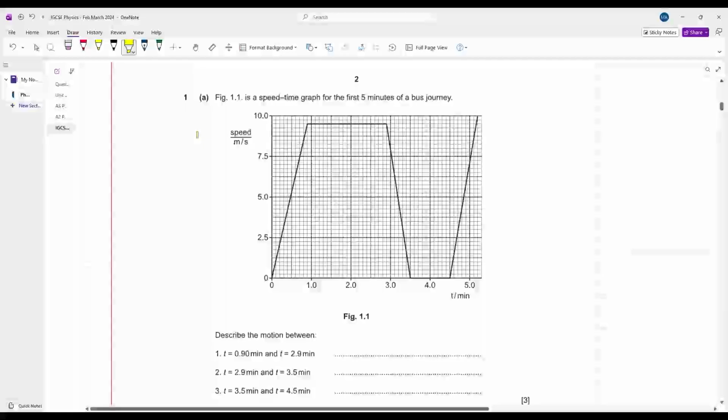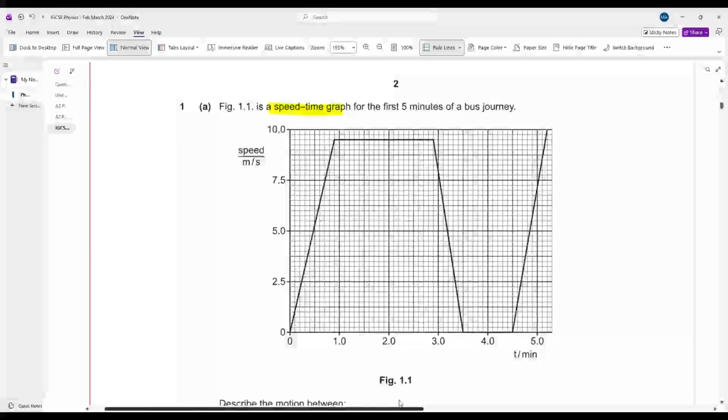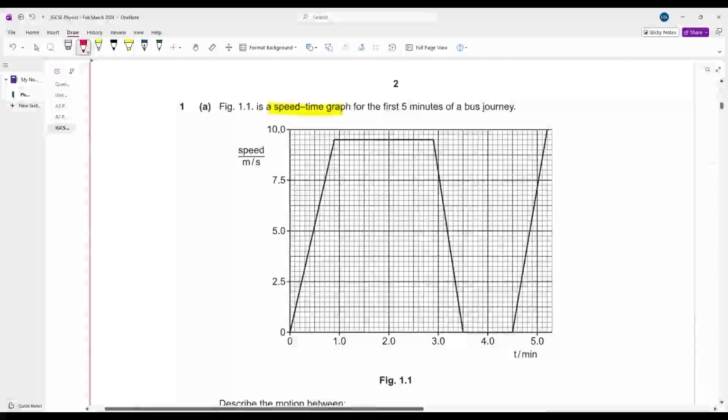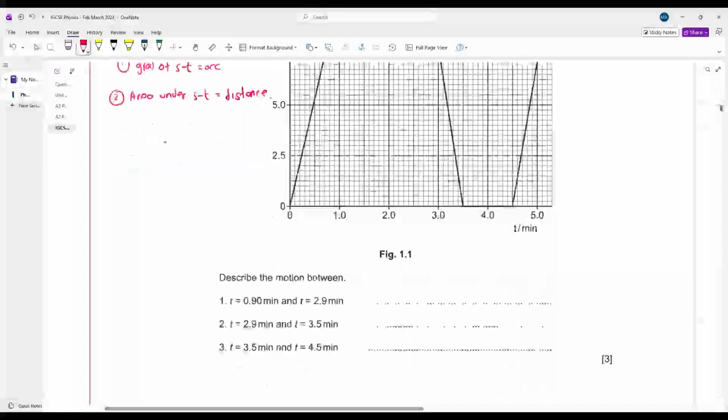ठीक है, bus journey के first 5 minutes का speed time graph given है. Whenever you see a speed time graph, what are the two key points that you must remember? Whether they get used or not, that's a different matter. But जब भी आप स्पीड टाइम ग्राफ देखोगे, there are two key points that you must remember: the gradient of speed time graph is equal to acceleration, and the area under speed time graph is equal to what? Area under speed time graph is equal to your distance. Perfect. Now let's look at the question.